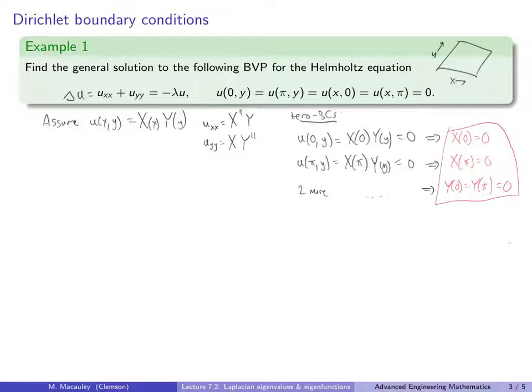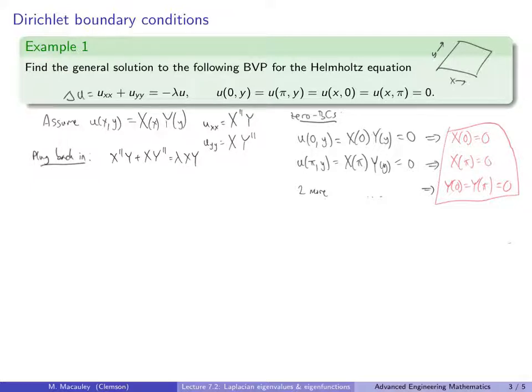And now we're ready to plug back in. So let's plug our derivatives back into this PDE. So uxx plus uyy equals, well, that's the sum of these 2 things. So that's X double prime Y plus X Y double prime equals lambda X times Y.